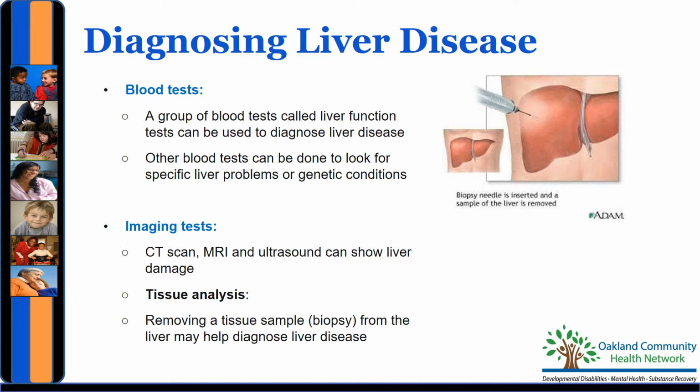Liver disease can be diagnosed by having some blood tests done called liver function test. There are also blood tests that can be done to look for specific liver problems or genetic conditions. There are also imaging tests such as a CT scan, an MRI, and ultrasound that can show liver damage. There's also tissue analysis, such as a biopsy by removing a little sample of tissue from the liver to diagnose liver disease.